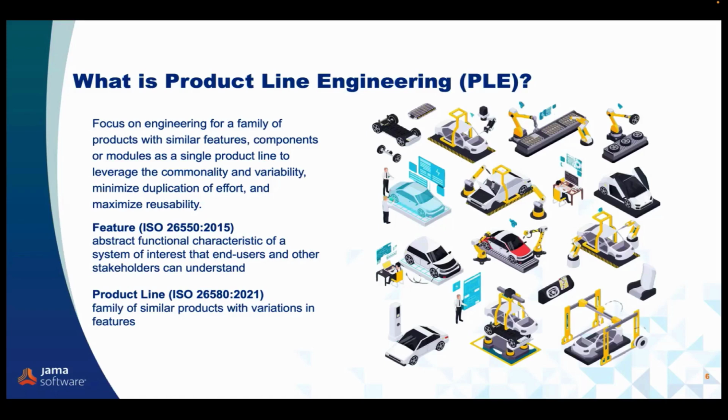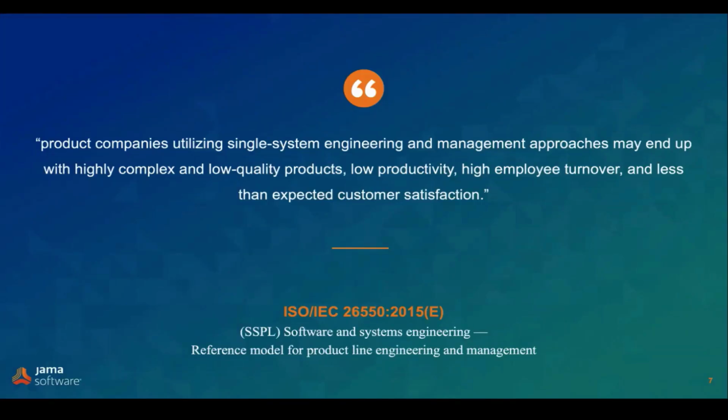So product line engineering could be considered as the next step in maturity from single system engineering. And as the ISO standard on software and system engineering for product line engineering and management states, product companies utilizing single system engineering and management approaches may end up with highly complex and low quality products, low productivity, high employee turnover, and less than expected customer satisfaction. So let's instead talk about the benefits of moving from single system engineering into product line engineering.